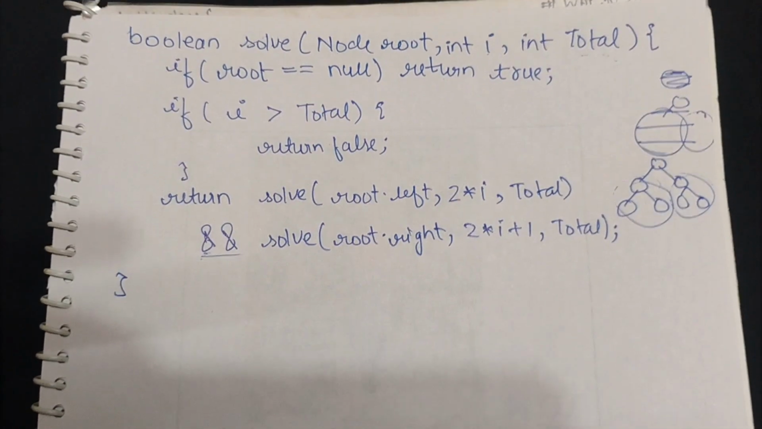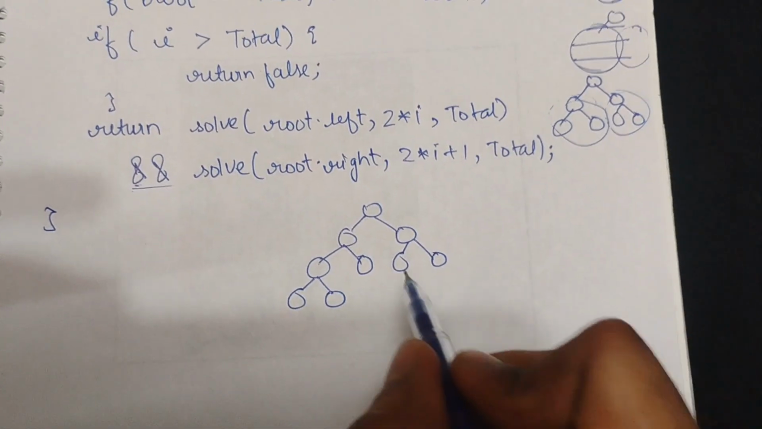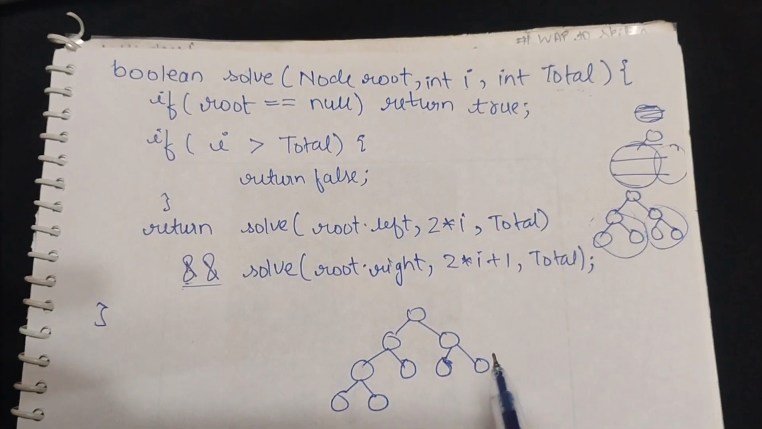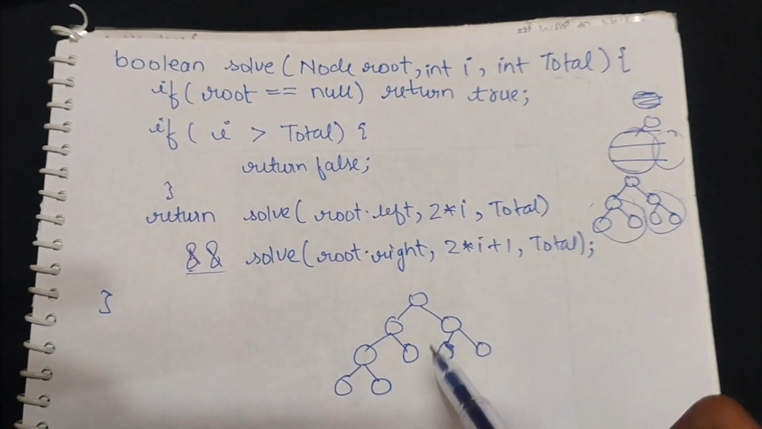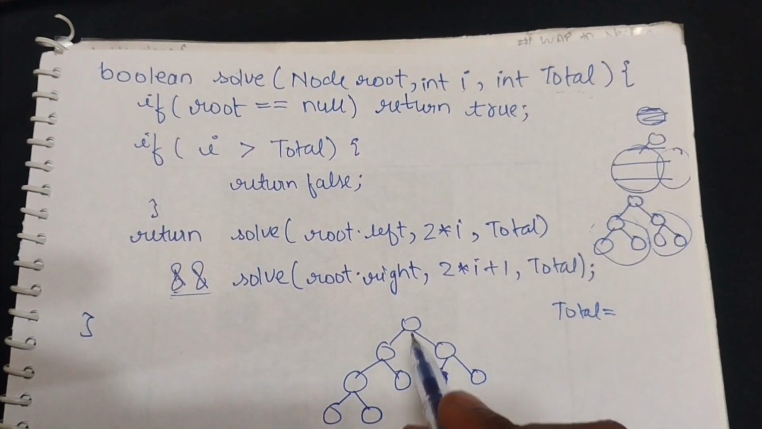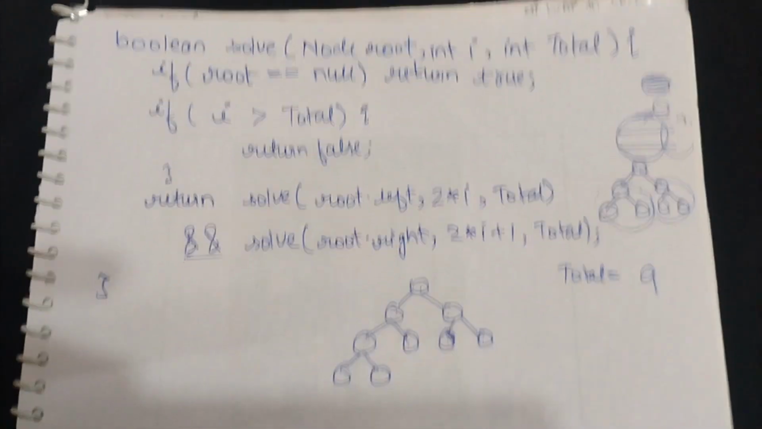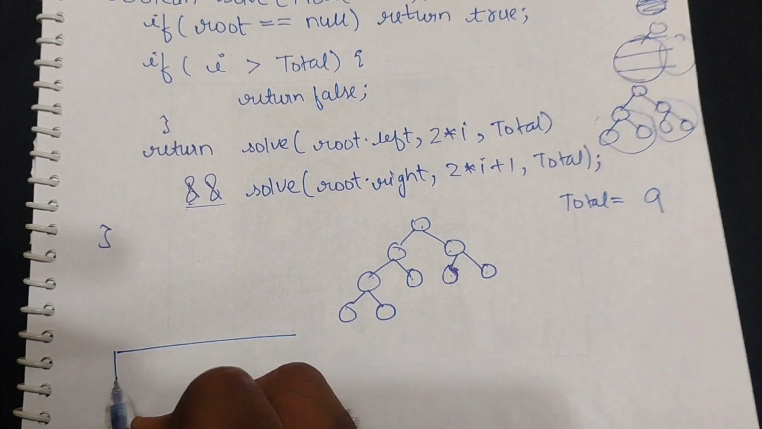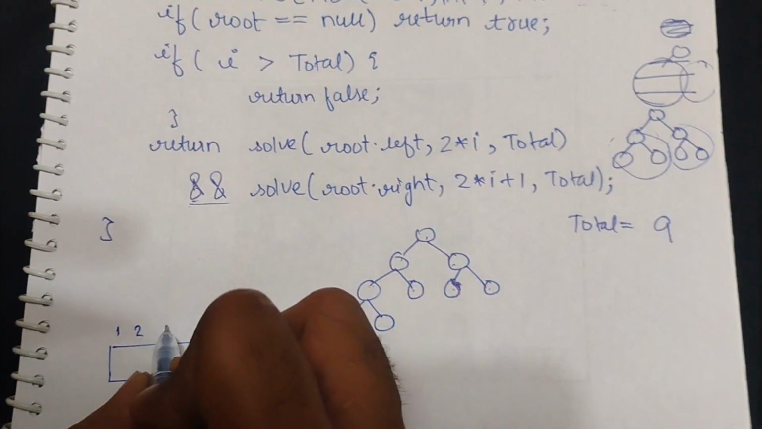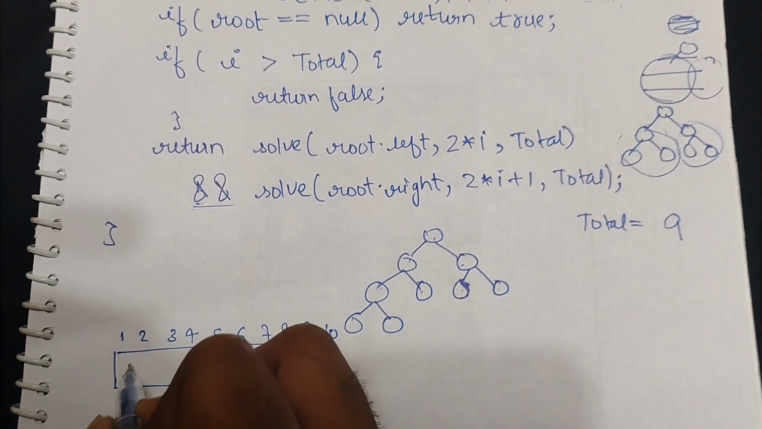Now we'll do a quick dry run. Okay, so this is an example. Clearly we can see that this is a complete tree, right? Now we will check this by a dry run. So I have called the solve function. First I'll make a count of total, that is 1 2 3 4 5 6 7 8 9. There are total 9 nodes. Now I'll make an array, 1 2 3 4 5 6 7 8 9 10.